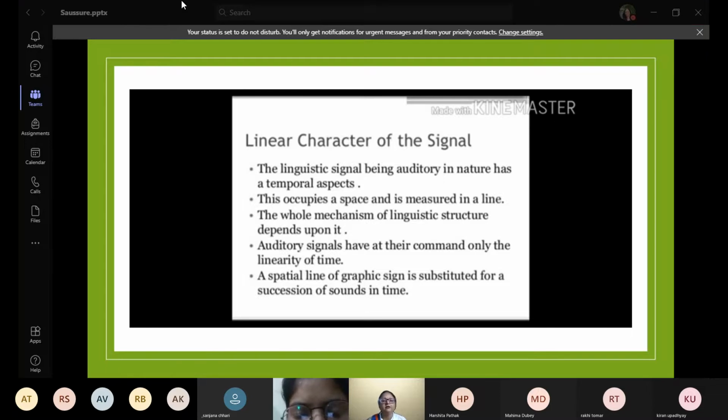Linear character, linguistic signal being auditory in nature. Even in our mind, we are listening to it. There is a sound image in our mind. So the linguistic signal being auditory in nature has a temporal aspect, temporal timing. And this occupies a space and is measured in a line. When you write a line, a space is occupied and is measured in a line. The whole mechanism of linguistic structure depends on it, how the words are arranged, how the letters are arranged, how the sentences are arranged. Auditory signals have at their command only the linearity of time.